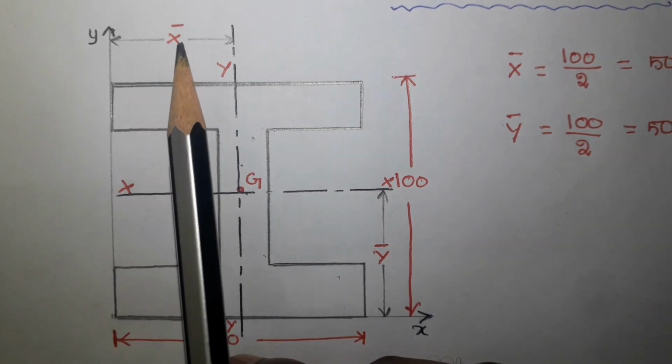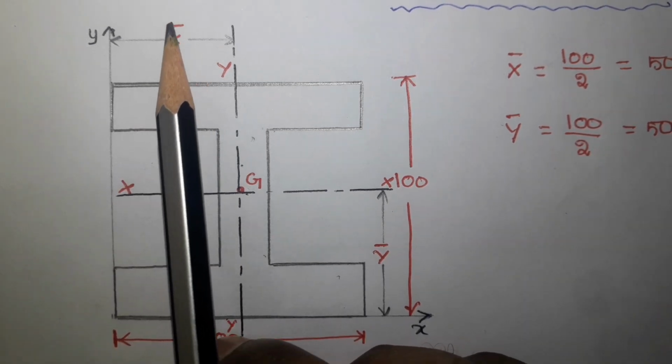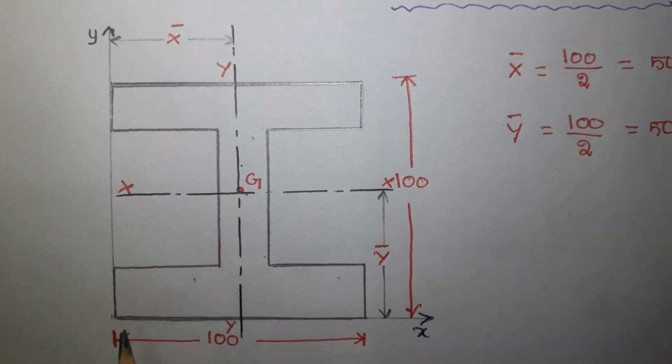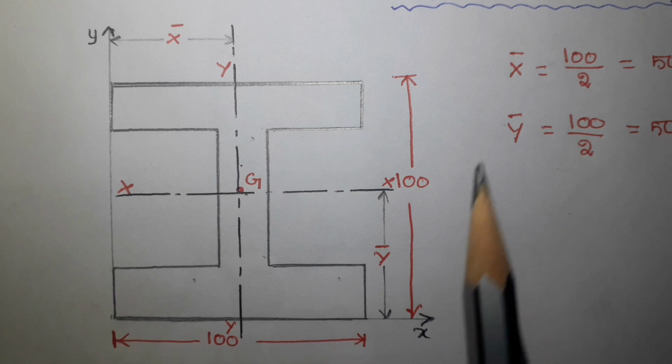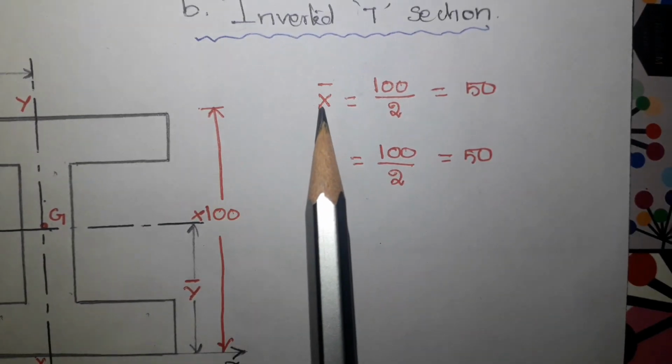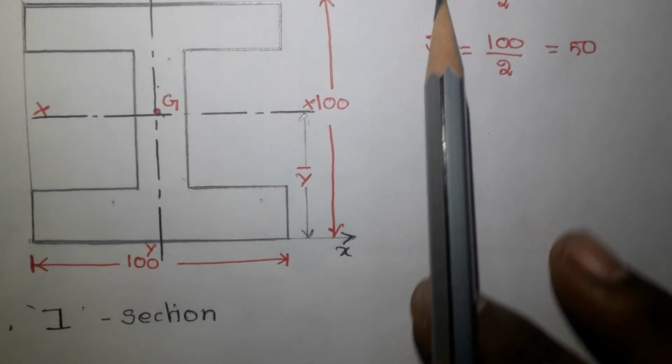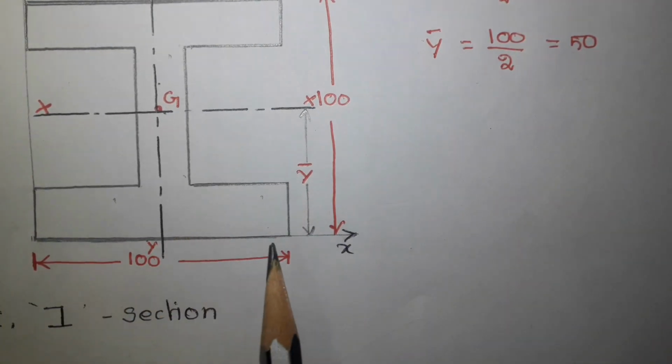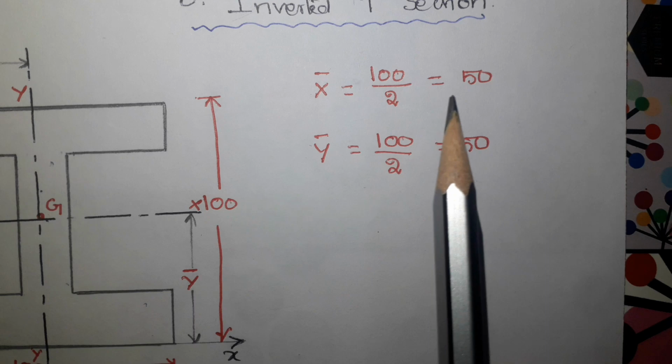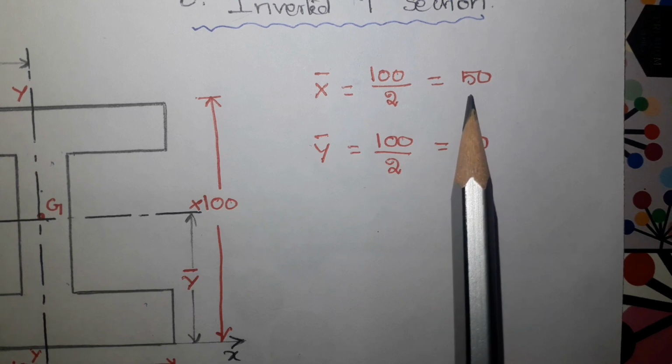So I can easily get the answer for this x bar. How? The total distance is 100, so 100 by 2. Here this should be half of the distance and this should be half of the distance. So this is what I have done. x bar equals 100 by 2, which is equal to 50.